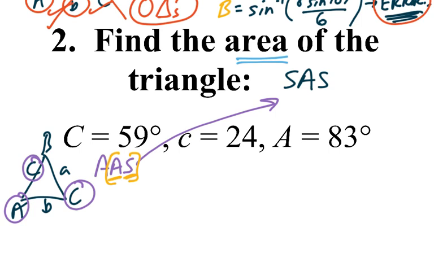So I had SAS. What I mean is I've got this side and I've got this angle. It'd be really good if I could find that side. If I could find side B, then I would have SAS and I could find the area of the triangle. Okay, well, let's see what we got so far. I'm going to make a little box here.